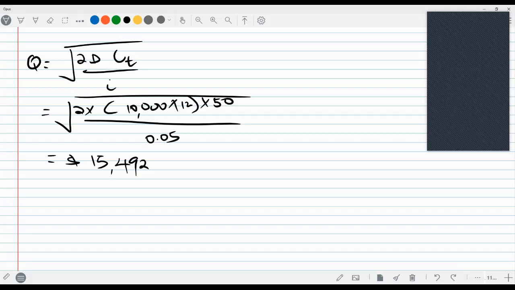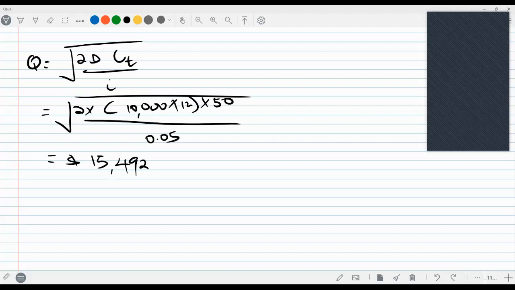Therefore, that is the optimal amount of cash to be invested in each transaction. In short, in the first month you earn 10,000. Don't invest the 10,000. Wait until the excess cash is 15,492, maybe mid of the next month. That's when you should be investing, because the Q is equal to 15,492.